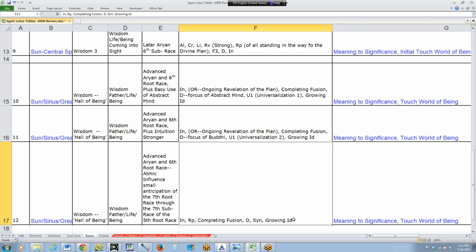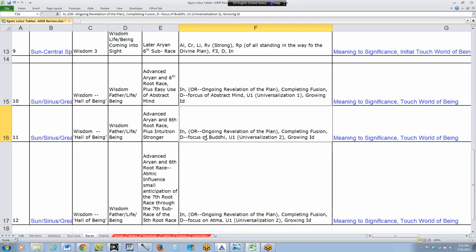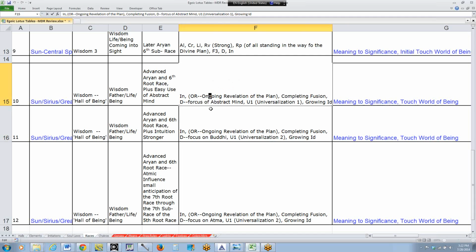Okay, here we are. We're going to call this Focus on Atma, and it's Universalization 3. Focus on Atma. Now, we're not there yet, of course. The Master is in Atma, and we are just having an anticipation of it through this petal of spiritual will. But at least it's a harbinger of things to come.